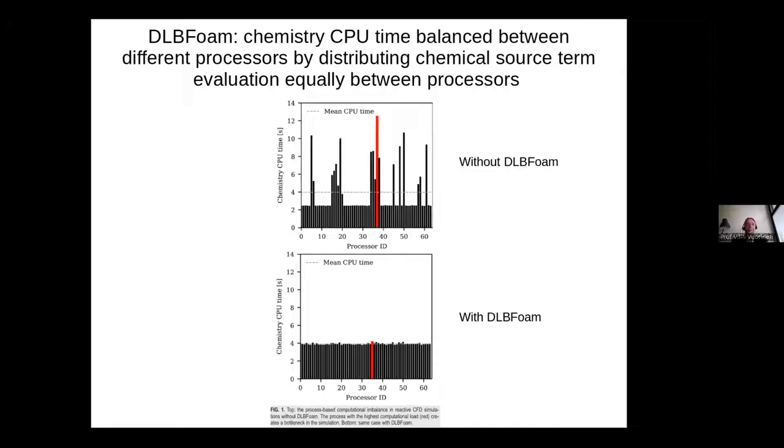So what was DLBFoam about? It was about chemistry CPU time balancing between different processors by distributing chemical source term evaluation equally between processors. So here in the top, you see just an example. If you don't have DLBFoam, it's a random example with, let's say, 64 processors. The slowest processor is taking 12 seconds. So why bother waiting 12 seconds for that to finish when you could do it in four seconds with DLBFoam? So that was, in a single slide, one example of the benefit. You want to aim at all the processors taking the same amount of time, to not wait for the slowest one.